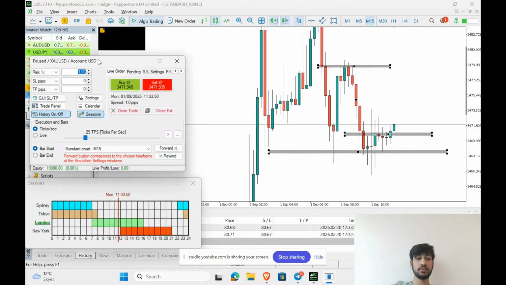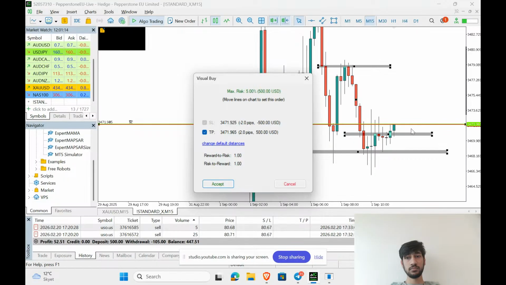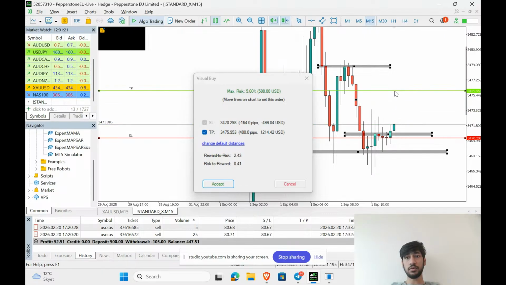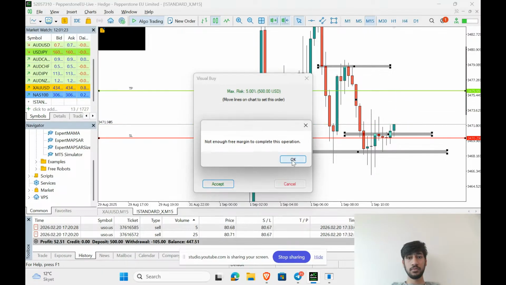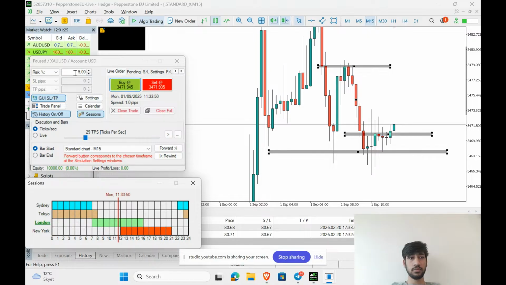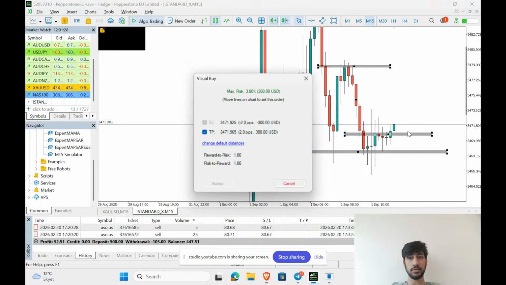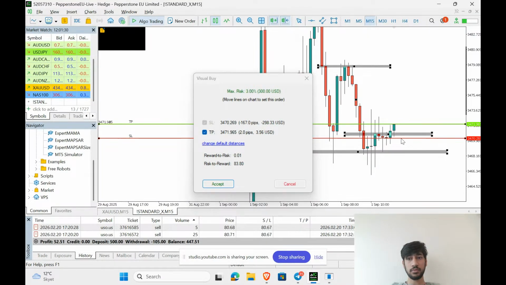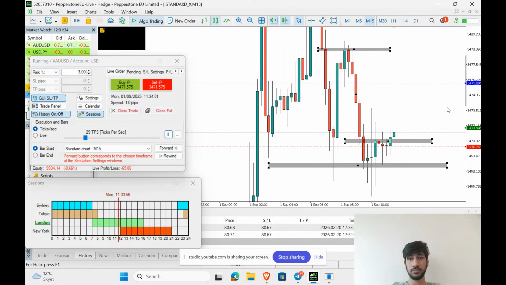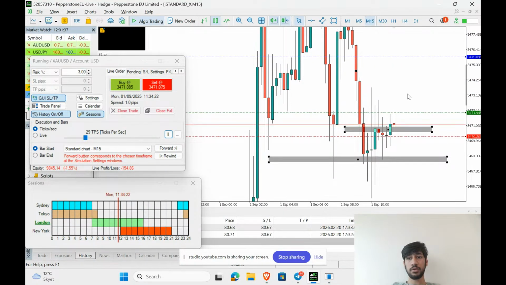Risk percentage, 3%. Let's do 5%. Buy. Stop loss. And where will the take profit be? Somewhere around here. Not enough margin. 3% buy. Stop loss. Take profit. This is the perfect trade that I want to be in.